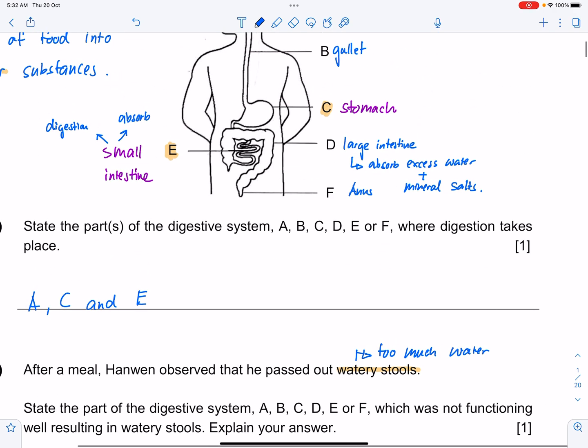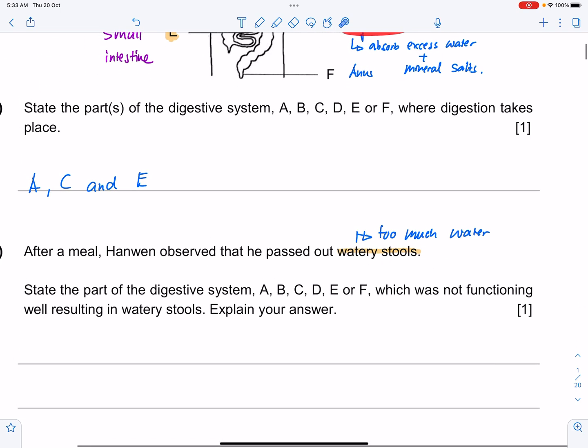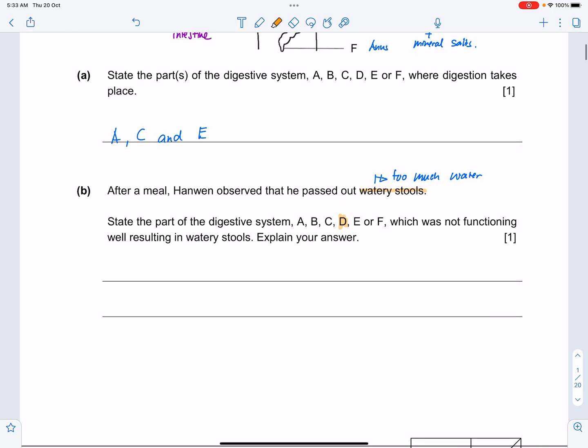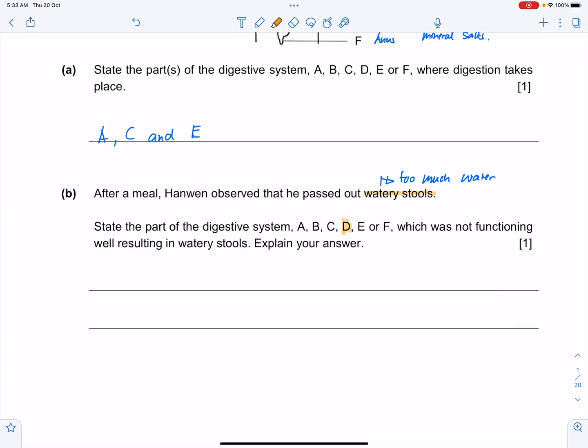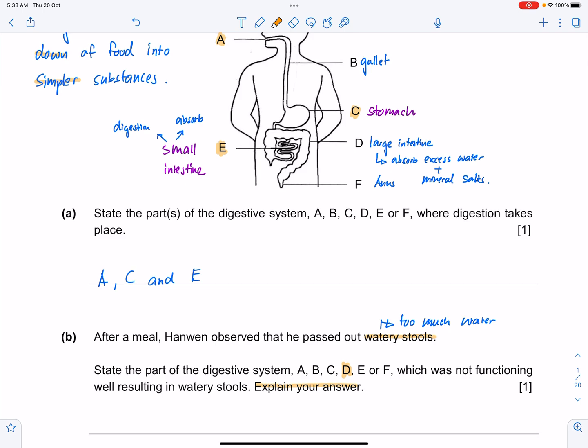So if you take a look here, we already know that your large intestine is the one that absorbs excess water. So I'm thinking that it has to be D that is not functioning well. So in your answer, we need to mention that, not only mention D, but to explain the answer. Now for this question, students tend to be general about it. Some students will just straight away say, part D, because it's not functioning. How is it not functioning? It is not able to absorb water.